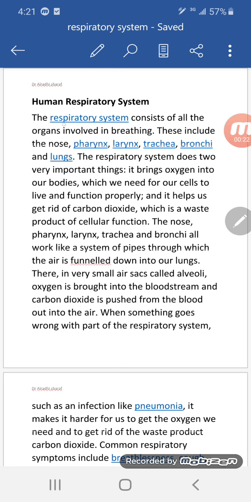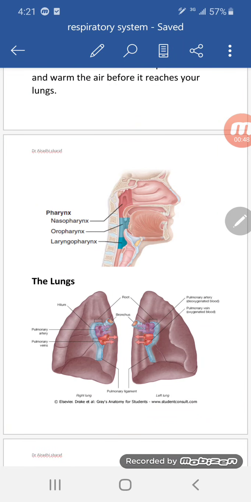The respiratory system can be divided according to position into two groups: the upper airway, or the upper respiratory system, and the lower respiratory system. The upper respiratory system includes the nose, pharynx, and larynx, and the lower respiratory system starts from the trachea, bronchi, and the lungs. We can see these components in this picture.